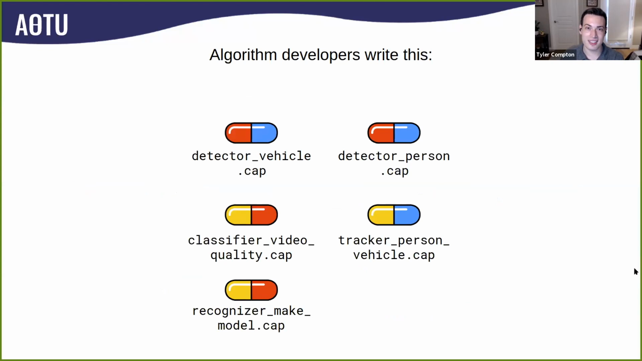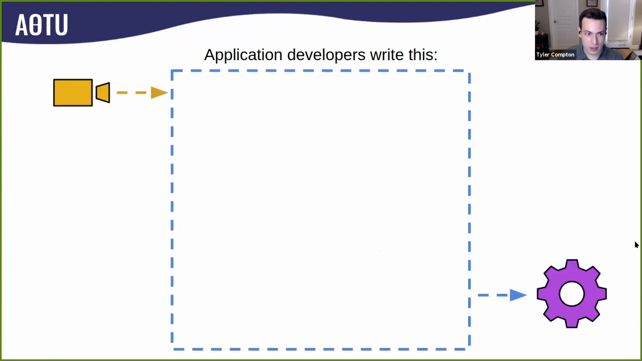So the result here is the dream that we were trying to achieve. Algorithm developers write the capsule code. They don't have to worry too much about how they're going to be used beyond just what kinds of data are going to be inputted into the capsule at a high level. Application developers need to focus just on taking video as input, putting it into the OpenVision capsule system, and taking standardized formatted output data to their application.